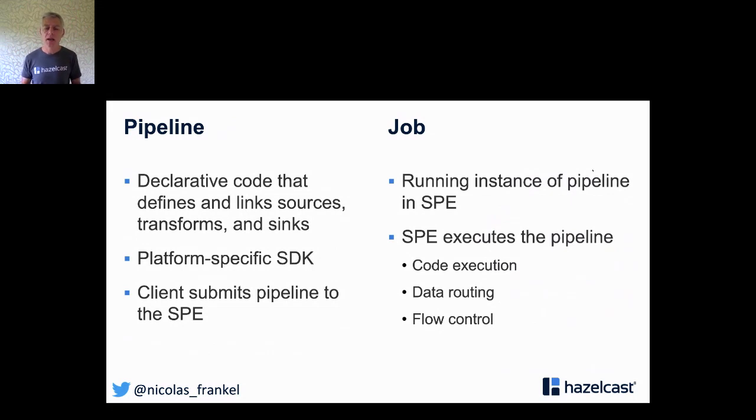And then you have a client and you take this configuration or this declarative code and you send it to the stream processing engine cluster. And then it receives it, and it's this cluster which is tasked to distribute it over all the nodes in the cluster because it knows about the topology.